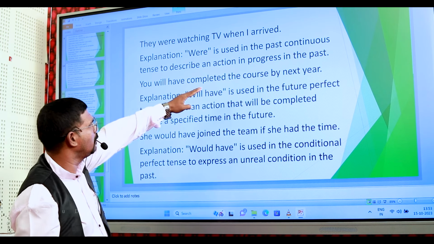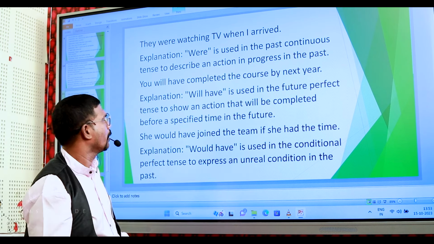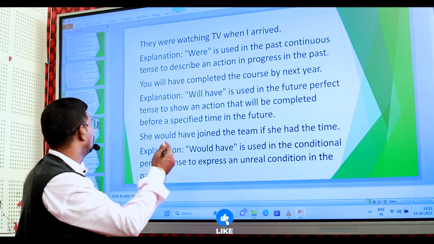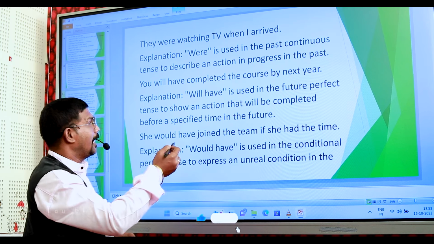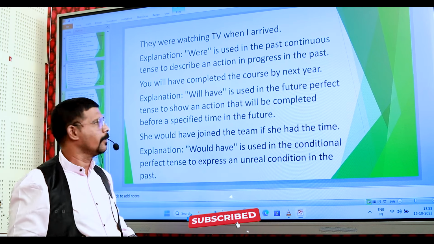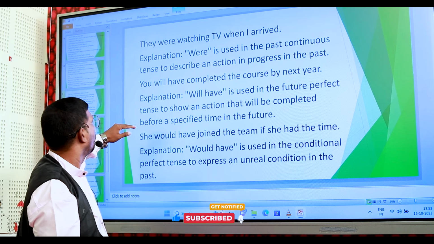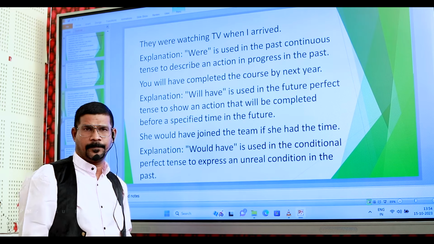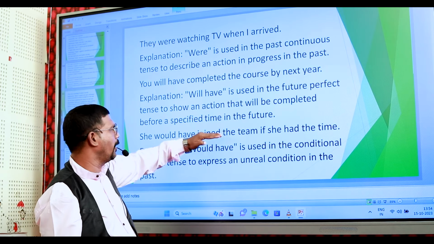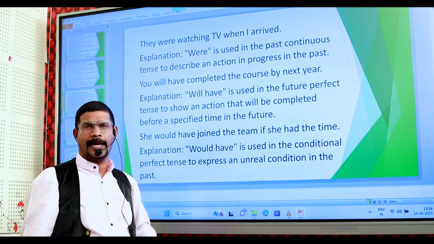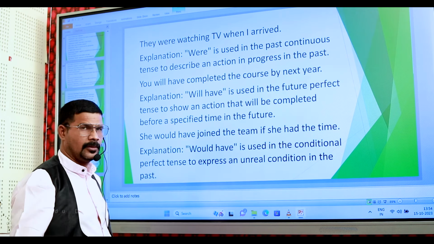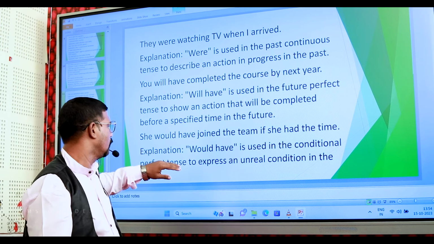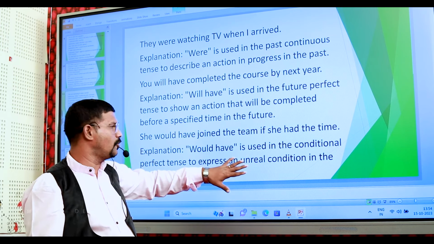You will have completed the course by next year. Explanation: will have is used in the future perfect tense to show an action that will be completed before a specified time in the future. She would have joined the team if she had the time. Explanation: here would have is used in the conditional perfect tense to express an unreal condition in the past.